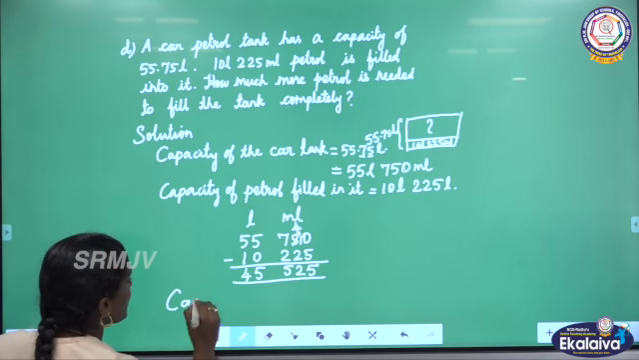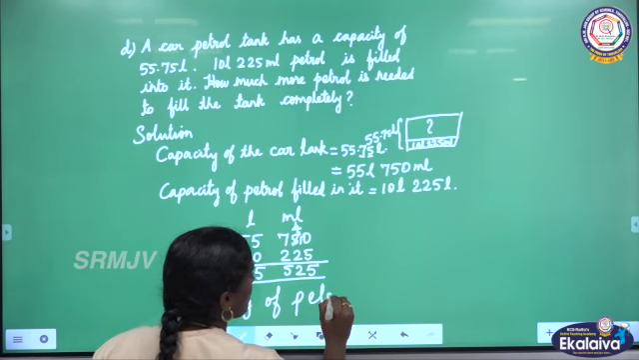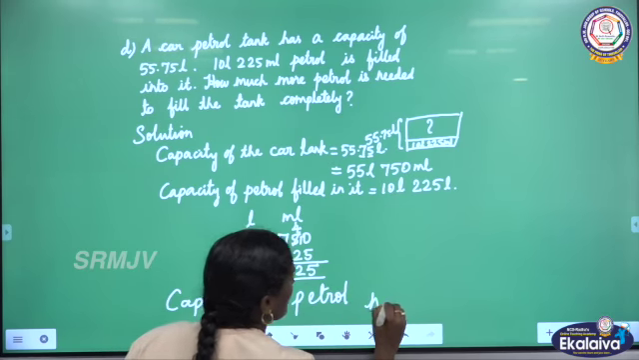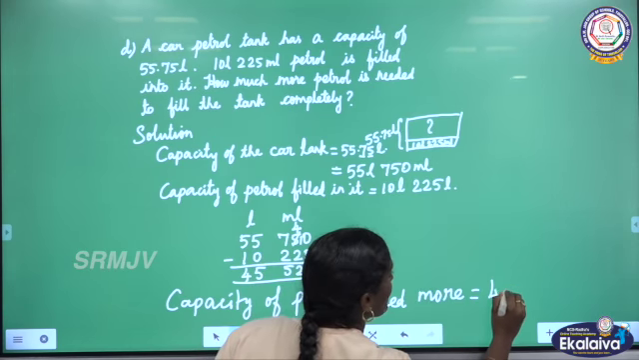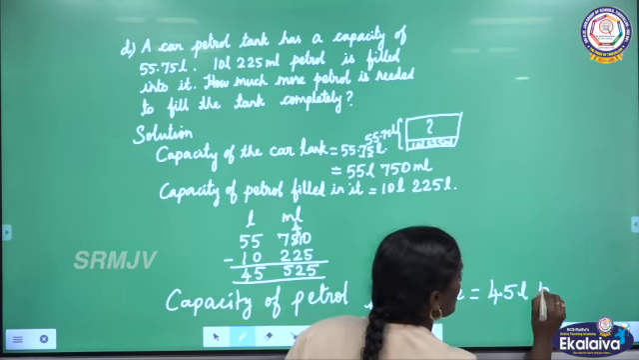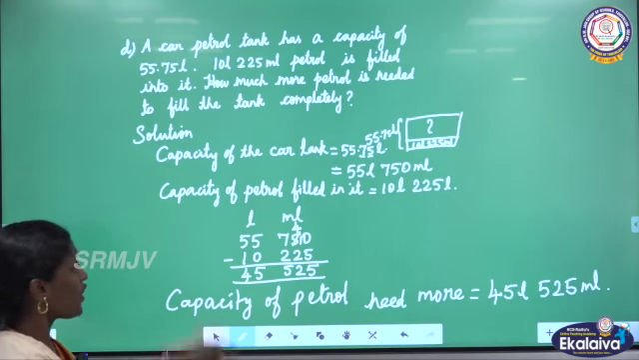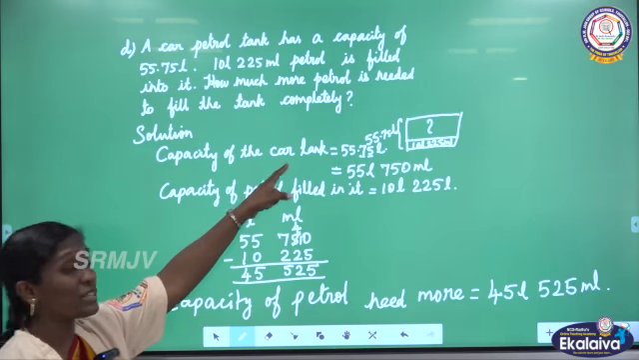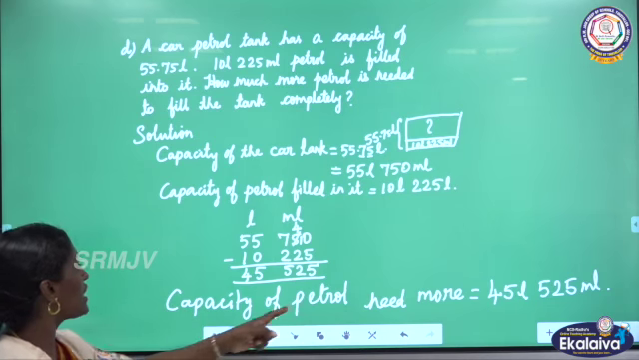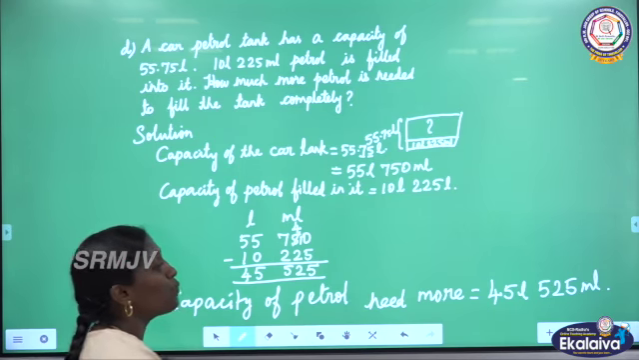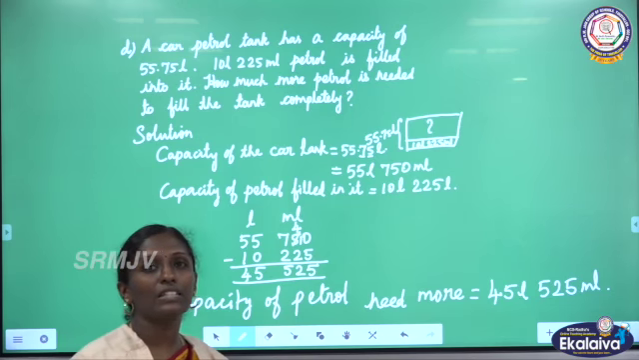This is the capacity of petrol needed more to fill the tank, which is equal to 45 liter and 525 milliliter. Is it clear, children? From the total capacity of the car tank, we are subtracting the capacity of petrol filled in it. Then we are getting the capacity of petrol needed more to fill the tank, that is 45 liter and 525 milliliter. Is it clear, children?